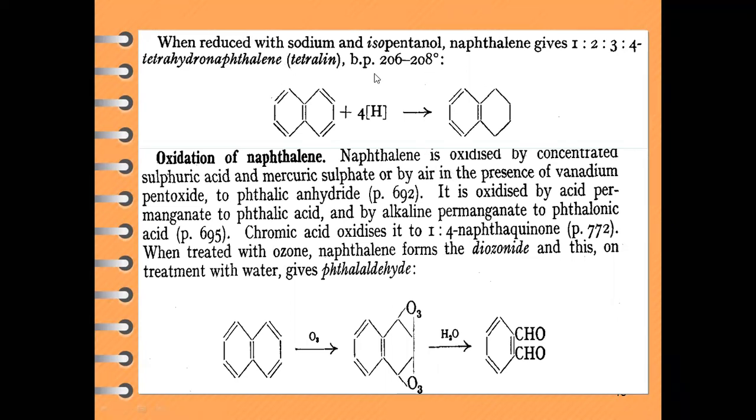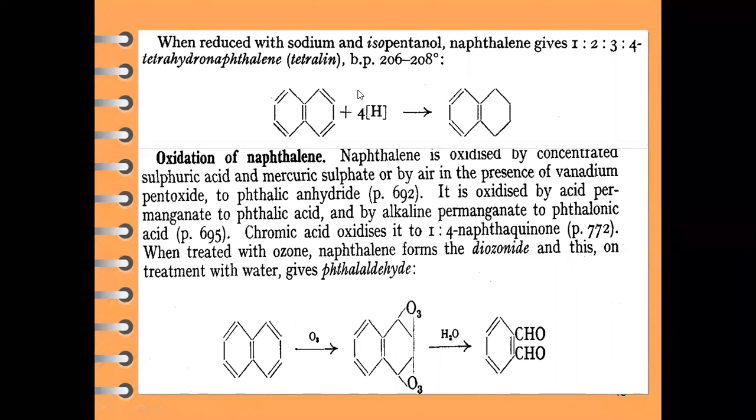This compound is known as tetralin, and it is a liquid whose boiling point is 206 to 208 degrees centigrade. So this is with respect to the addition reactions of naphthalene. These reactions are asked in the exam: write the chemical reactions of naphthalene. So the first reaction is the addition reaction, in which we have added hydrogen atoms across the double bonds in the structure of naphthalene.